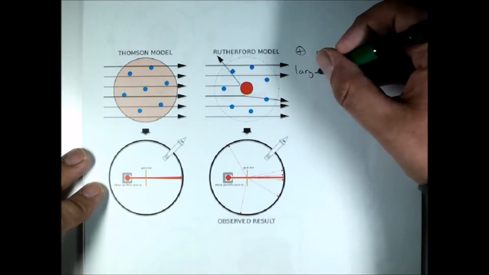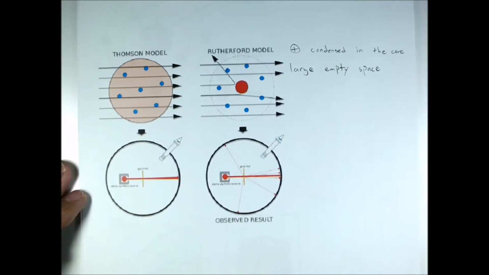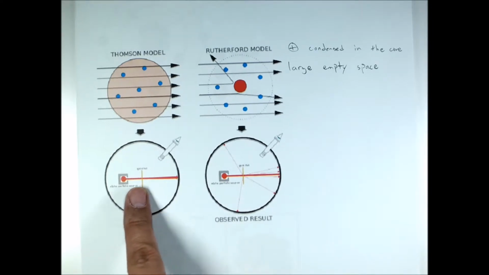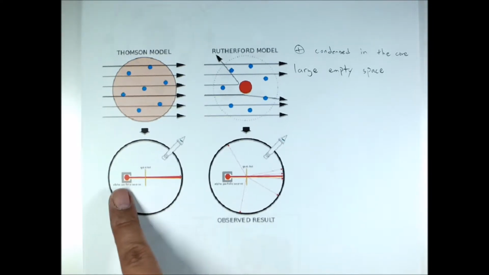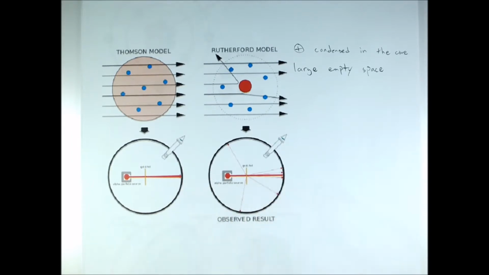And he also discovered that there is large empty space. So once again, if this is what he expected to see, where you had a little bit of scattering, but for the most part all of it passed through straight, he found that you did have some reflection, some deflection of the particles, but most of it still passed through.